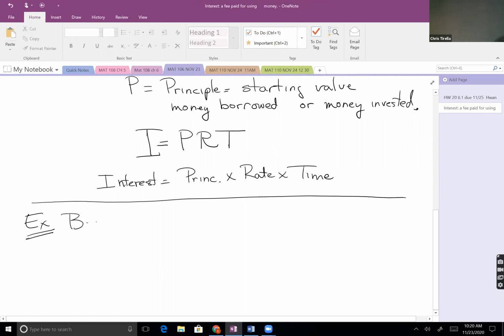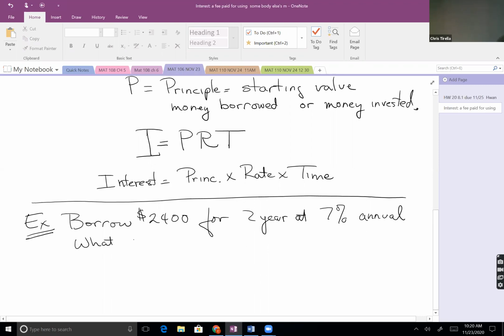Let's say we borrow $2,400 for 2 years at 7% annual interest. What's the amount of the interest?